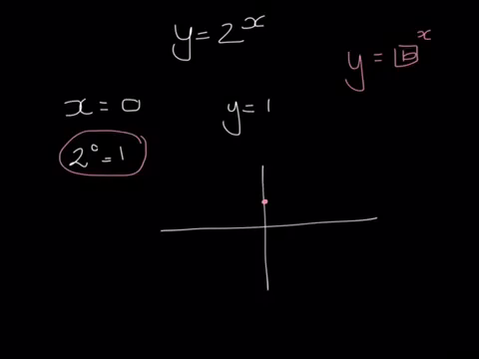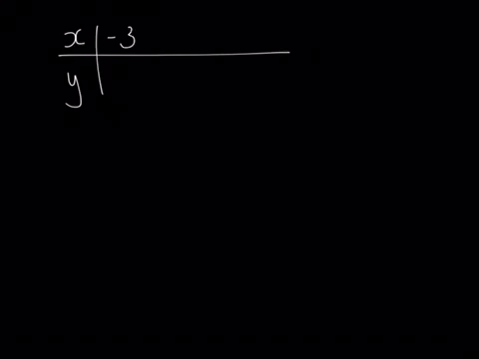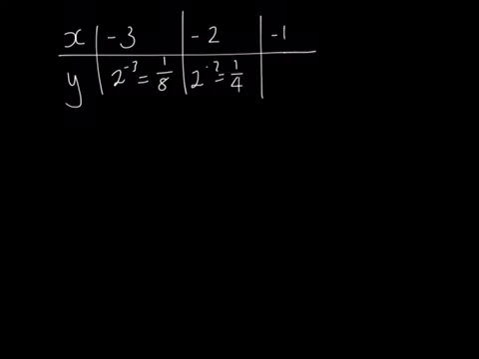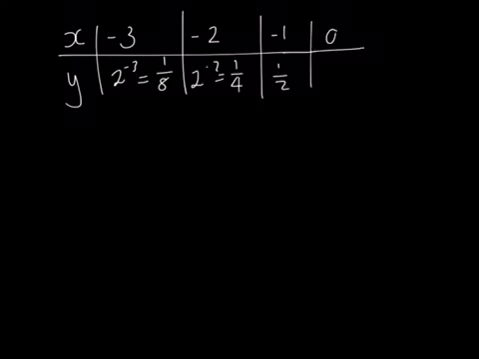Now, I'm going to use a table of values. I'm saying x and y. If x is -3, what is y? Y is going to be 2 to the -3, and I know that's going to be an eighth. If x is -2, I am going to have a quarter. For -1, I'm going to have a half. 0 I've already done, so I know that's 1.